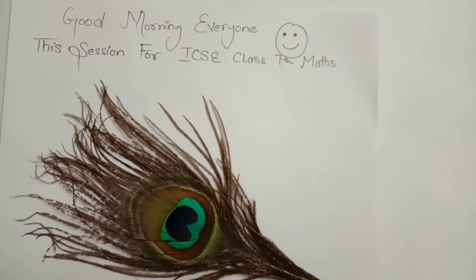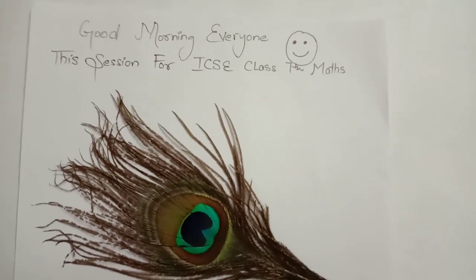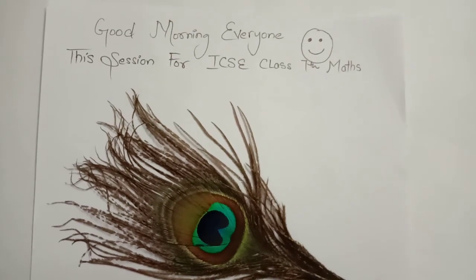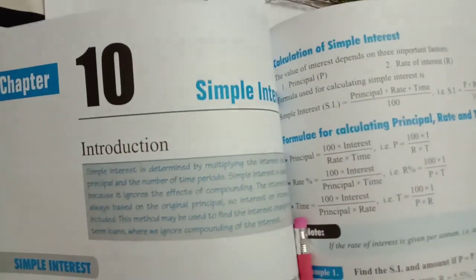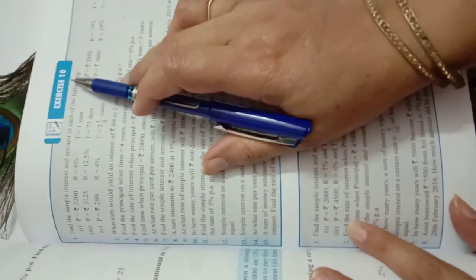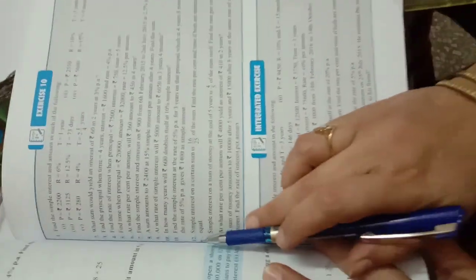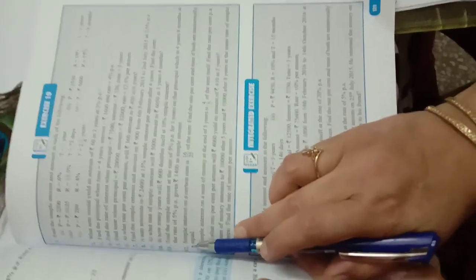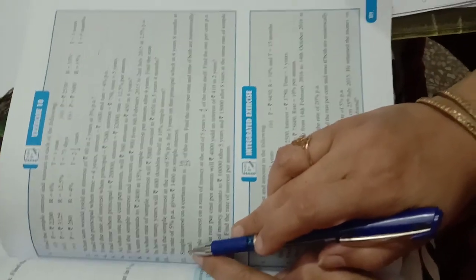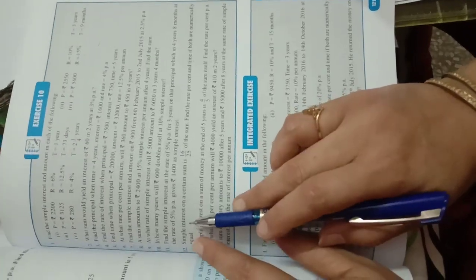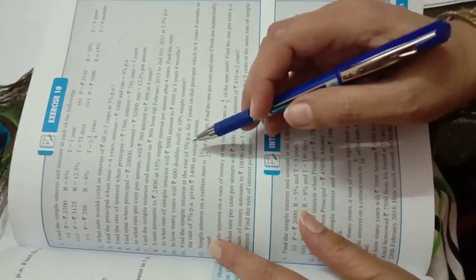Today I am going to teach ICSE Mathematics of 7th class. As we are doing chapter 10 Simple Interest, I think we have done up to question number 11 of exercise 10. Today we will discuss question number 12. I am doing a video of this question because it is quite different from the others.